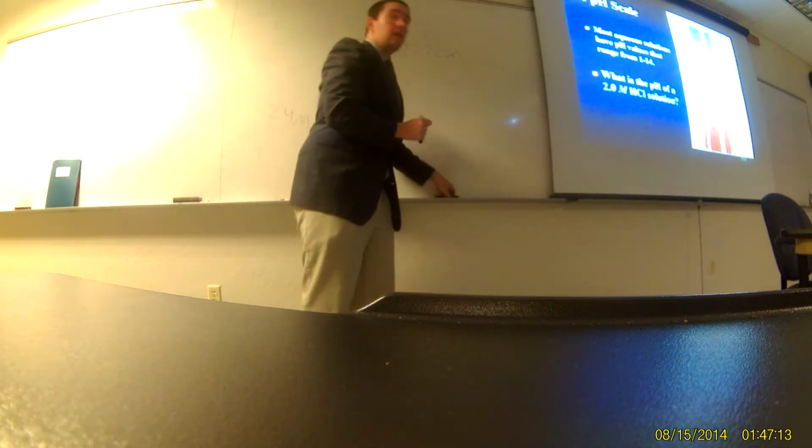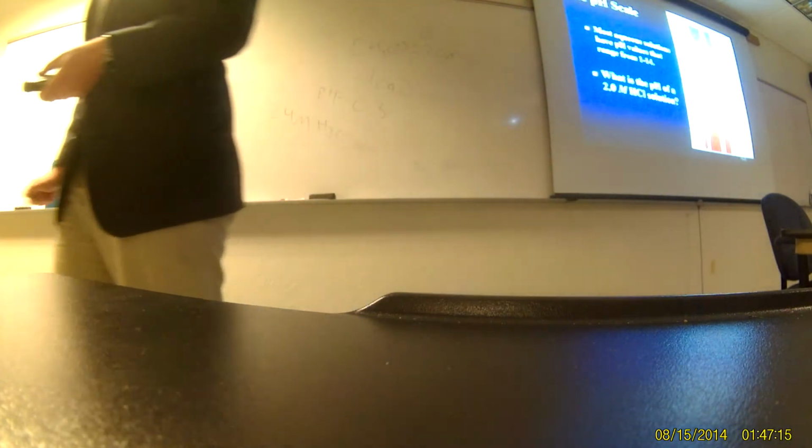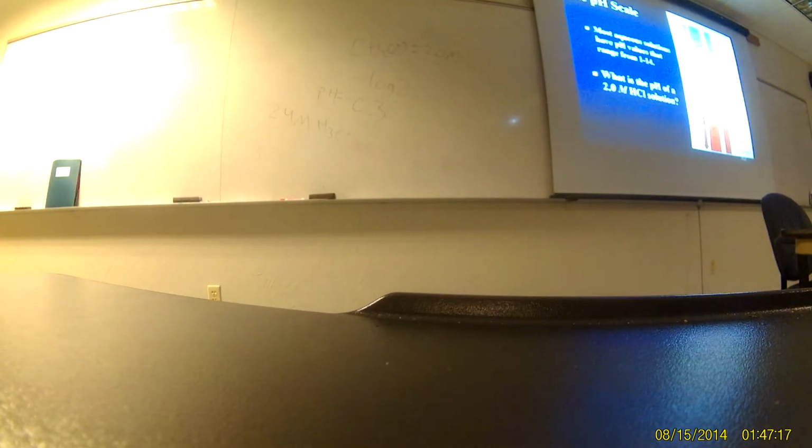So this would be like lemon juice? What would this be, like pH equals 0.03? We're off the bottom of the scale. Yeah, because the bottom is 1 molar HCl, and what we have is 2 molar HCl. So we're off the bottom.